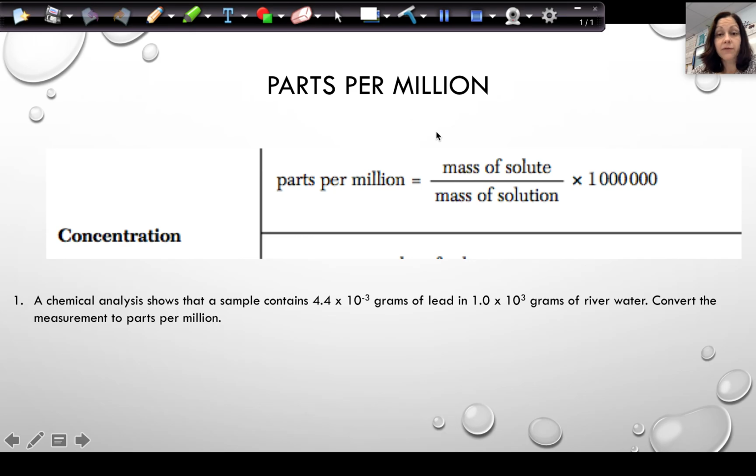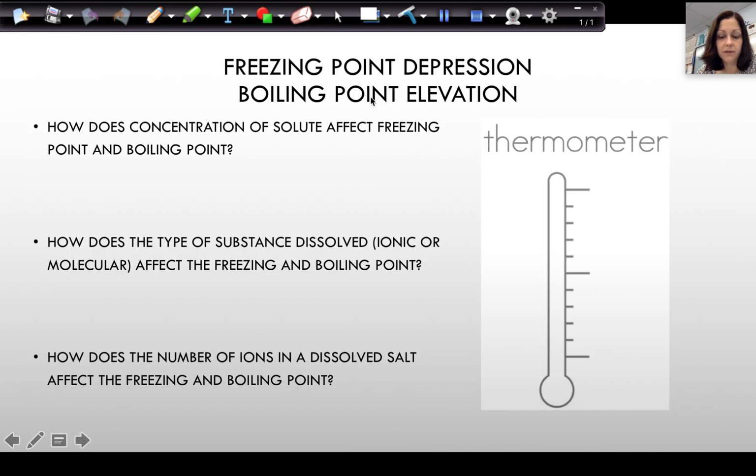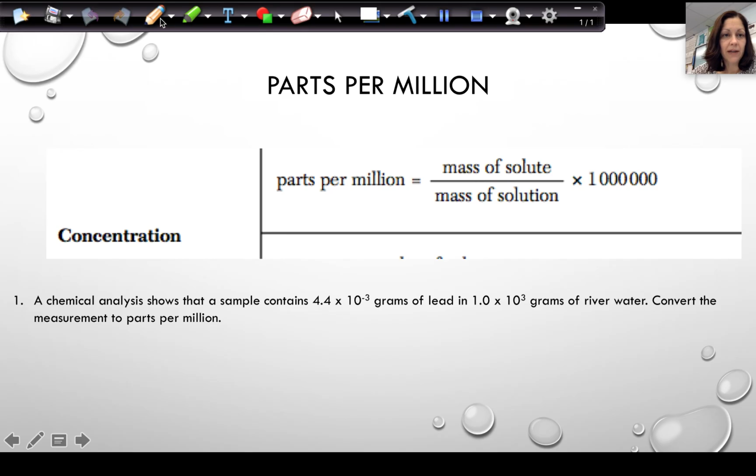We also have the formula for parts per million. Parts per million is also on Table T, which is mass of part over mass of whole times 1 million. 1 million has 6 zeros. So when you plug it in, you're going to do 1, 0, 0, 0, 0, 0, 0.